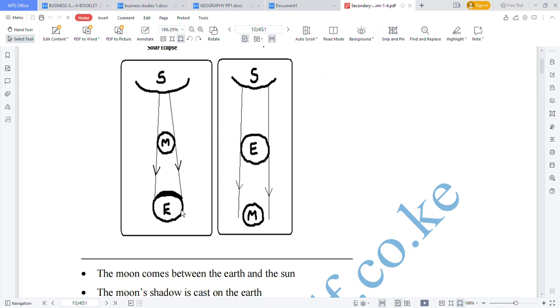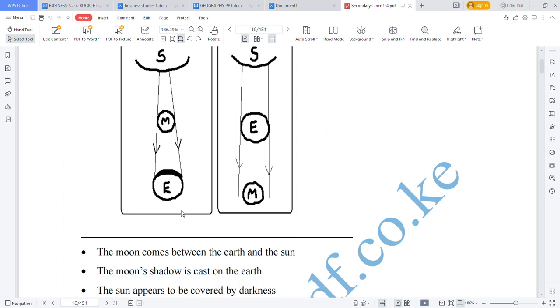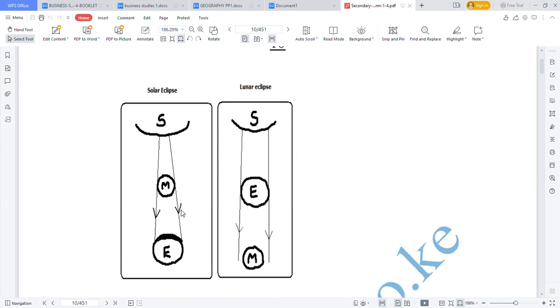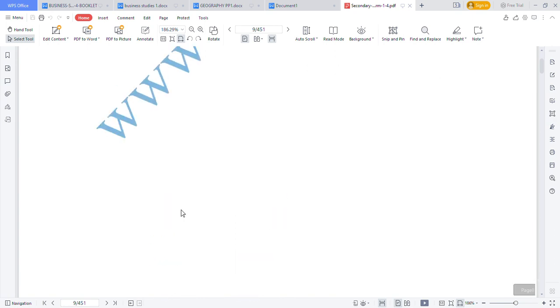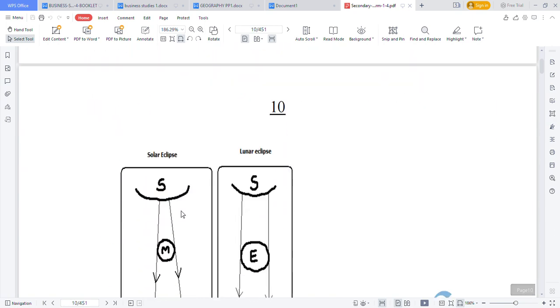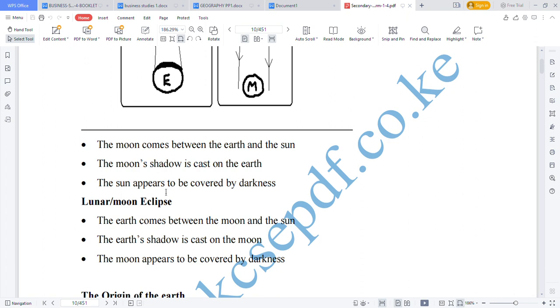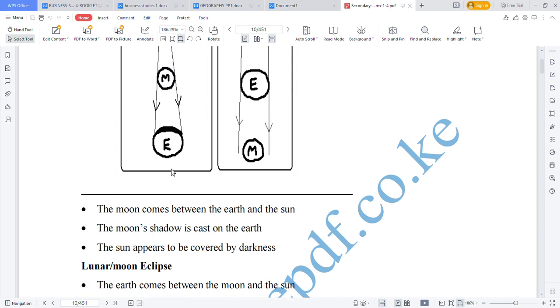So this is the diagram. The Moon comes between the Earth and the Sun. This is now the solar eclipse or the sun eclipse. In the solar eclipse, the Moon comes between the Earth and the Sun. The Moon's shadow is cast on the Earth. The Sun appears to be covered by darkness.